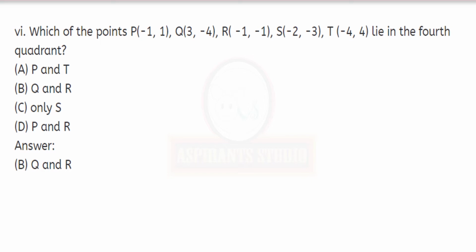Which of the points P, Q, R, S and T lie in the fourth quadrant? P is (-1, 1). Q is (3, -4). R is (-1, -1). S is (-2, -3). T is (-4, 4). We have to write which of the points lie in the fourth quadrant.